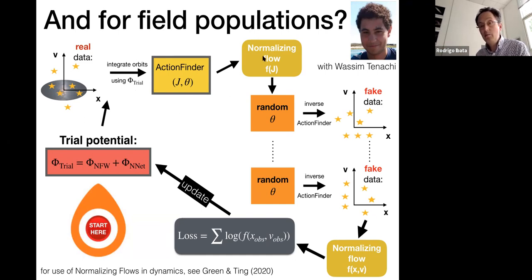And then we use a normalizing flow to determine what the distribution function is in terms of the actions. We redraw random angles, and then use the inverse of the ActionFinder to make random data sets which are completely phase mixed. Finally, we bring these things through to make a new distribution function, which we can then compare directly to the observed data set via the Poisson likelihood. And then this just goes round and round, updating the mass distribution effectively. So we're hoping to be able to implement this on real systems in the future.